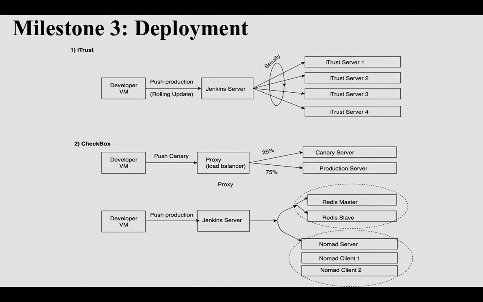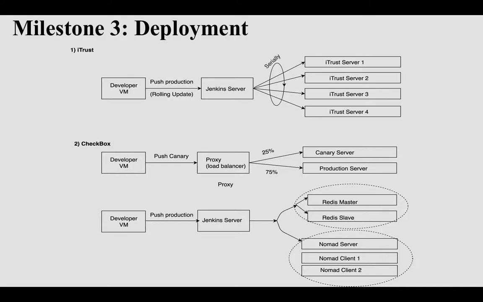The third milestone consisted of deploying the 2 applications, Checkbox.io and iTrust, to a production environment. We used Ansible to create and configure our production environment. We created a Git hook on our Jenkins server that triggered a deployment when any Git push is made to the production repository. We used an Amazon EC2 instance to deploy the applications. This was the basic infrastructure setup.